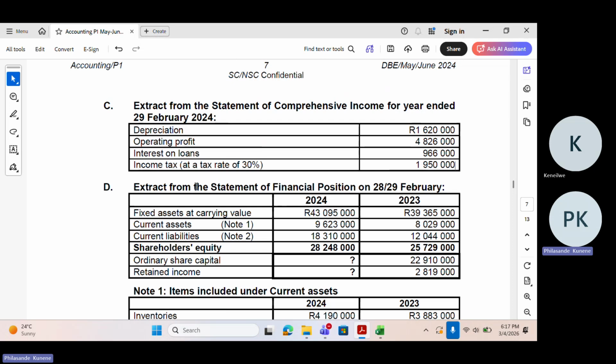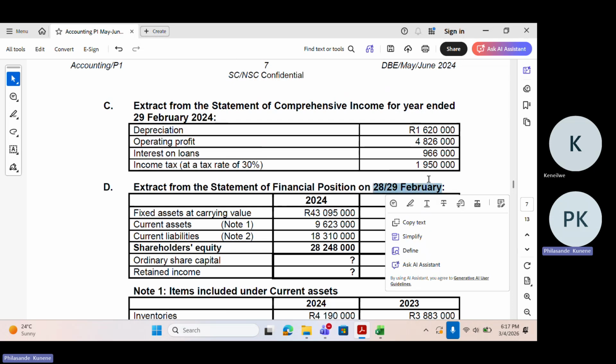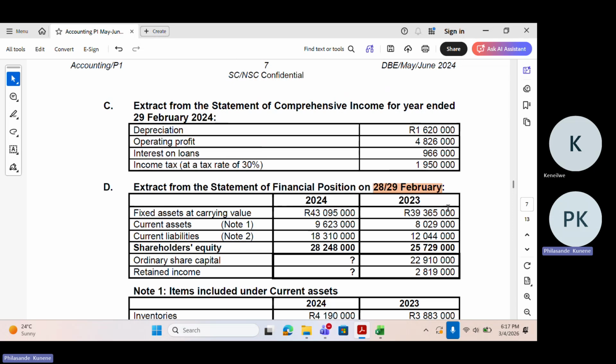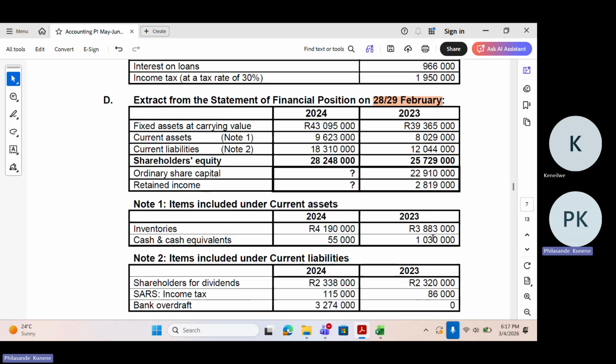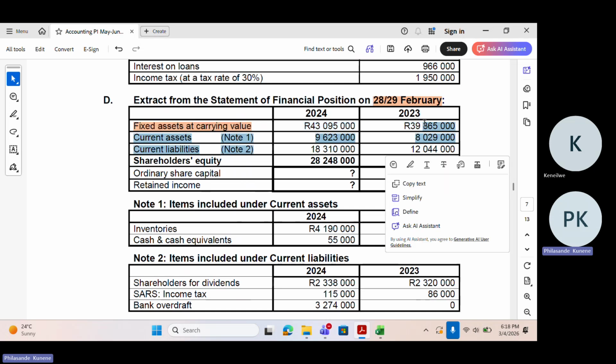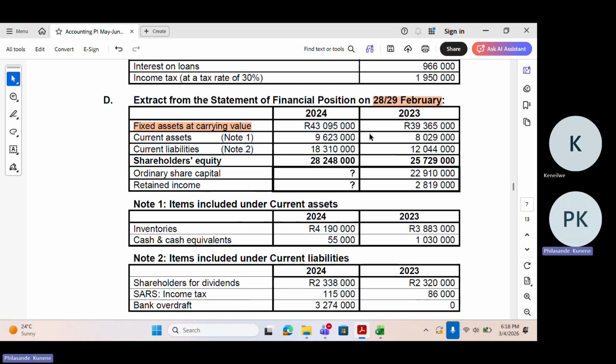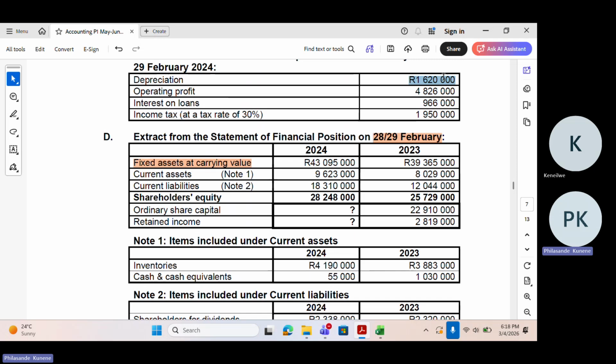Number D, extract from the statement of financial position on 28 or 29 February. This is the statement of financial position, which is the balance sheet. Fixed assets, carrying value. You can see now they're giving you fixed assets at a carrying value, which is the total of all fixed assets. They gave you the opening balance and the closing balance. Now, when you're doing the fixed asset purchased on your cash flow statement, you might have to consider everything collectively, because even if you look here, they gave you the total depreciation for all assets.